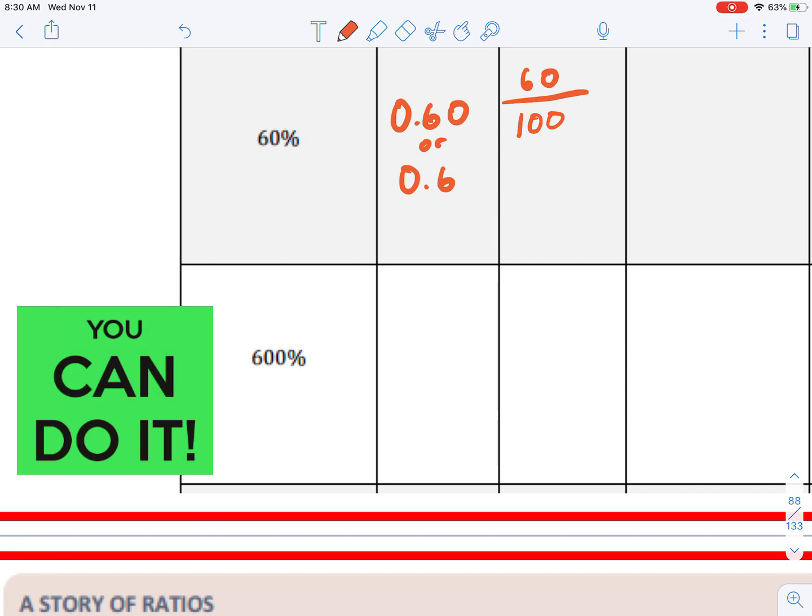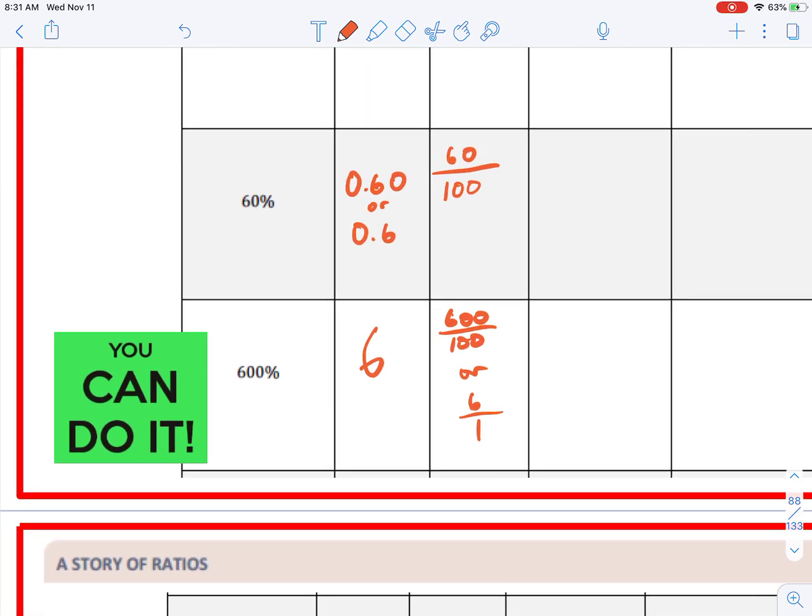Okay, so 600% as a decimal is only going to be 6. Okay? Because one whole equals 100%. So if I have one whole pizza, I have 100% of that pizza. If I have 600% of pizza, that means I'm going to have 6 whole pizzas. Okay? And how we would write this as a fraction would be 600 over 100, or just 6 over 1.